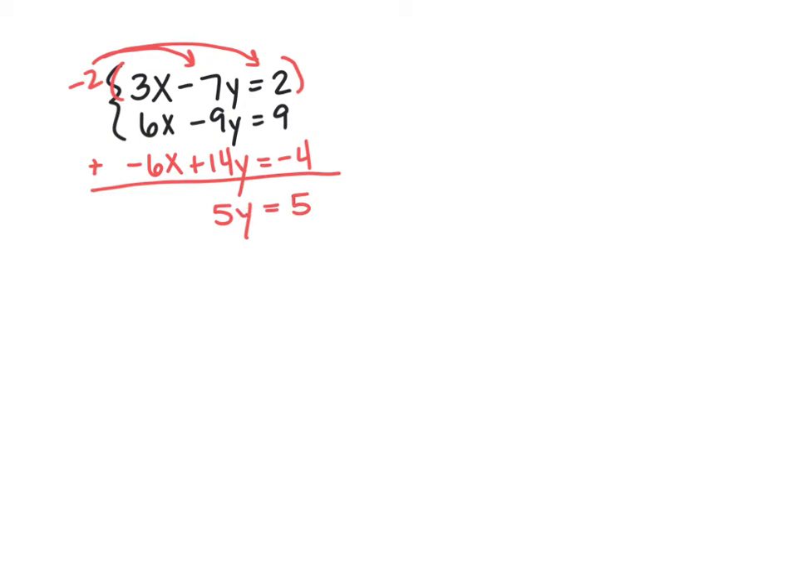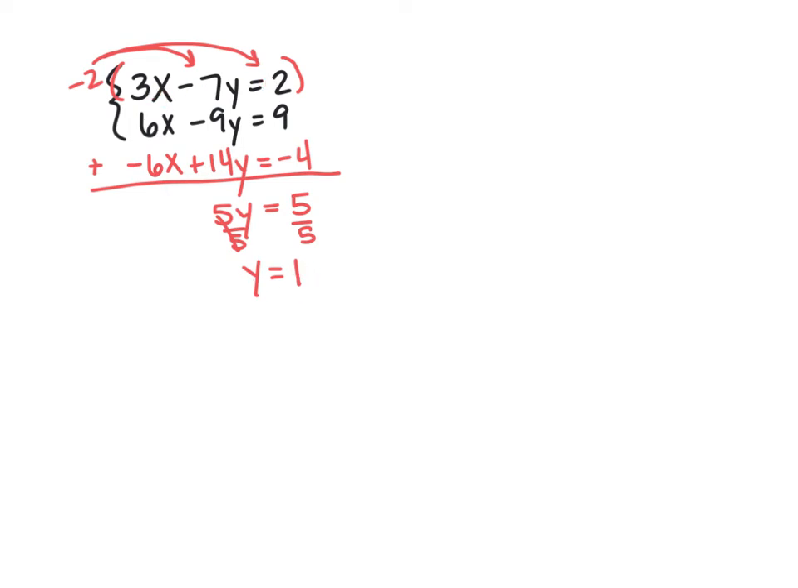Isolate my variable by using inverse operations. It's being multiplied by 5, so I will divide by 5. Must do to both sides of the equation to keep it balanced. 5 divided by 5 is 1. Now that I know what y is, I can choose either original equation, plug y in, and solve for x.